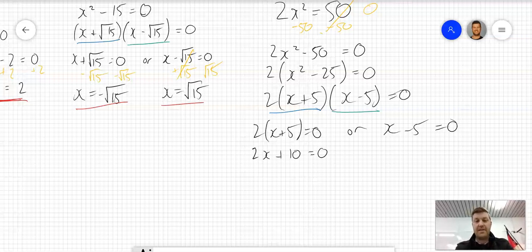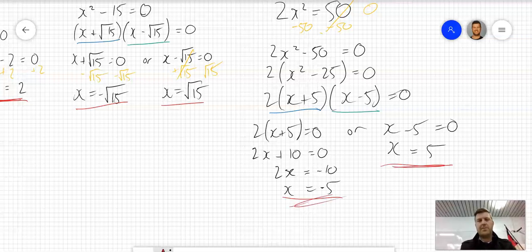To solve it easy algebraically, I can take 10 from both sides, which gives me 2x equals minus 10. I can divide by 2 on both sides, which gives me x equals minus 5. But you can see I could have actually just taken that straight from here. Anyway, that gives me one solution: x is equal to minus 5. My other solution, x take 5 equals 0, then add 5 on both sides, x equals positive 5. Again, a quadratic equation with two solutions.